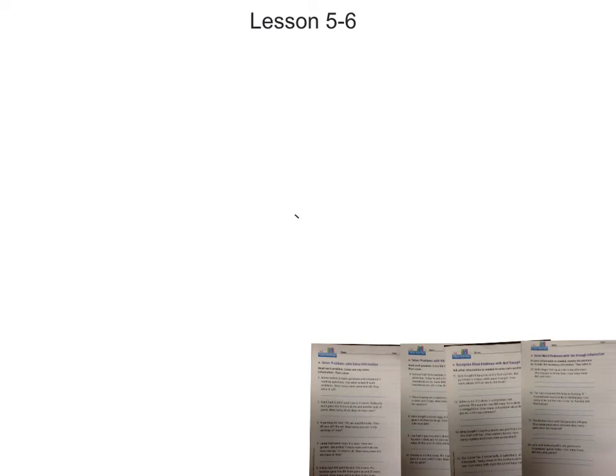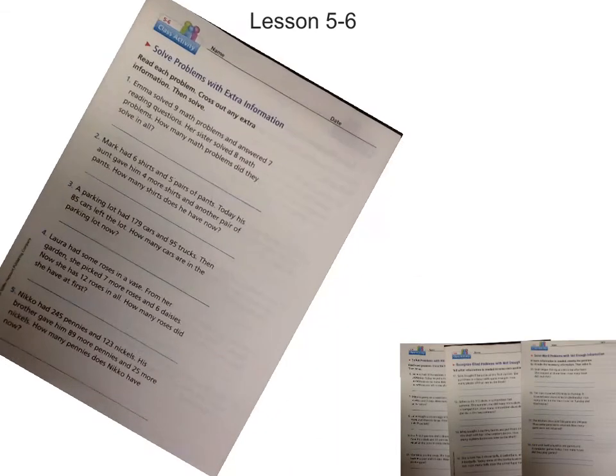Alright, boys and girls, today's lesson is lesson 5-6. It's called Word Problems with Extra, Hidden, or Not Enough Information. Meaning you'll get a word problem, and it either has too much stuff, it'll have stuff hidden, or it'll have not enough information. So, let's go right to the first page.